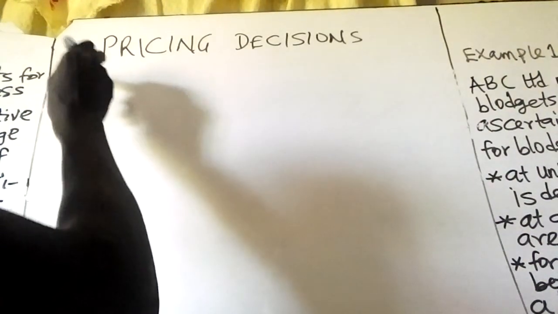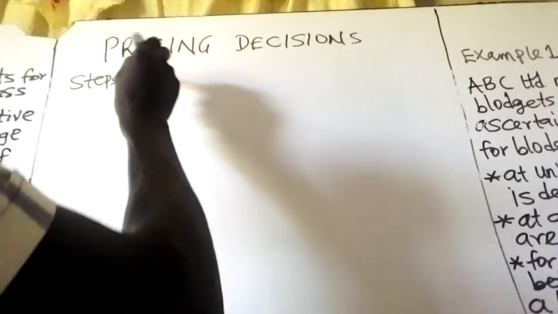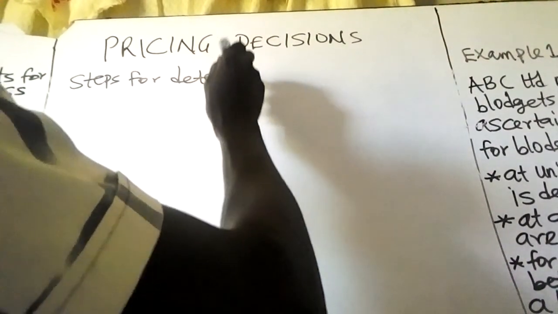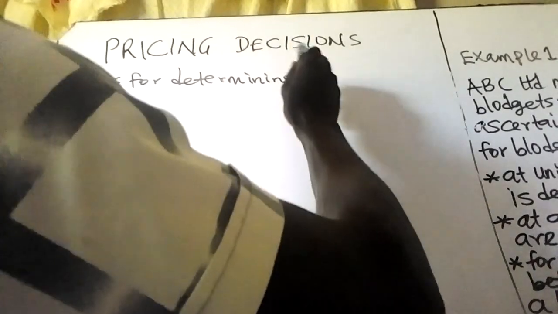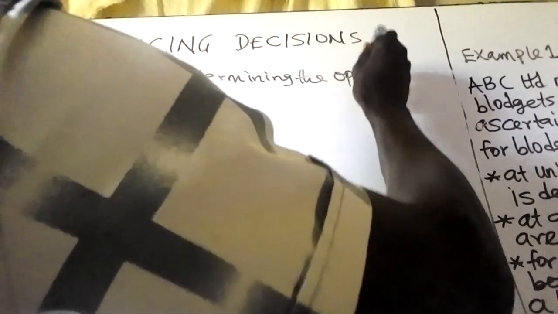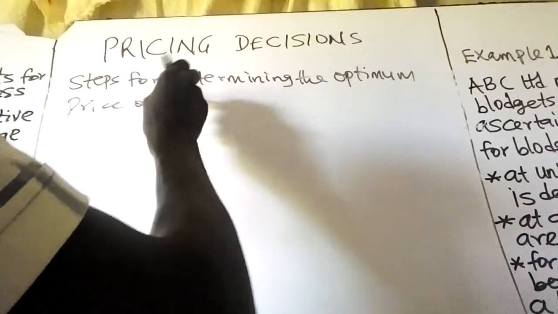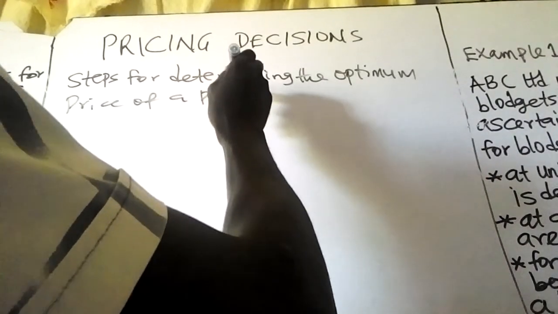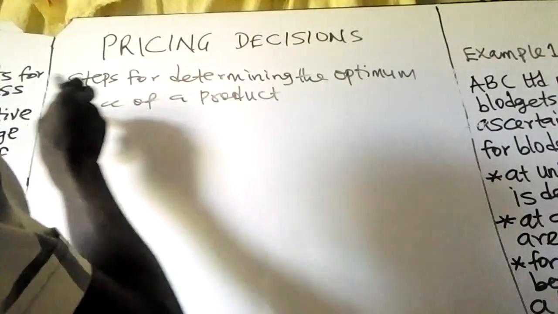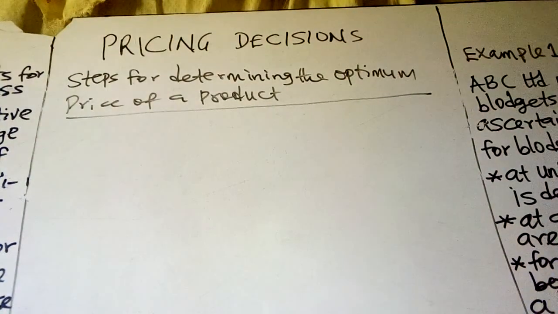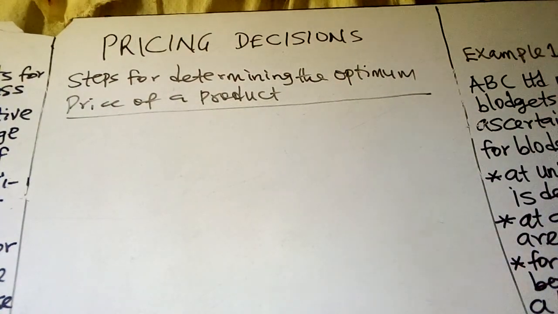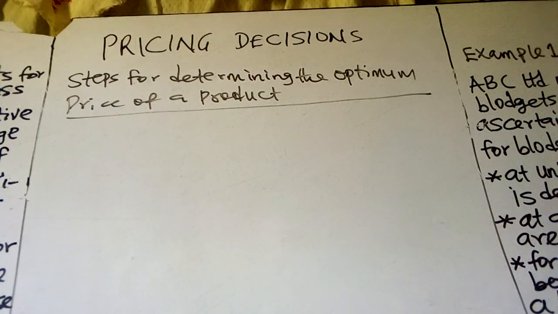Steps for determining the optimum price of a product. Step number one. Remember, I've told you that optimum price is the price at which profit can be maximized. Step one, determine the price function where it is not given.